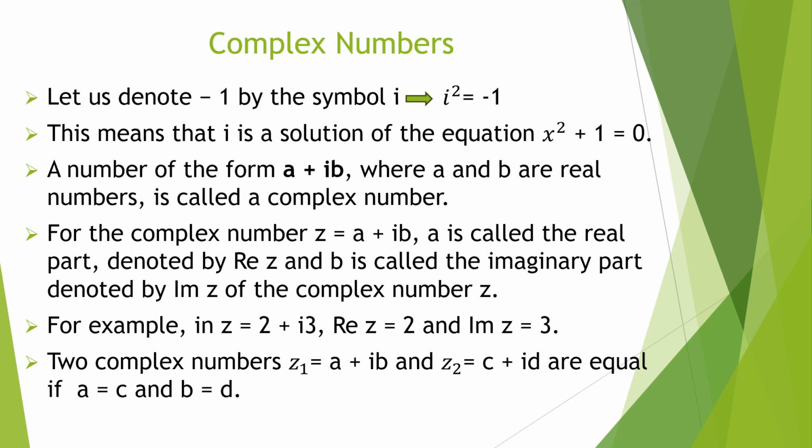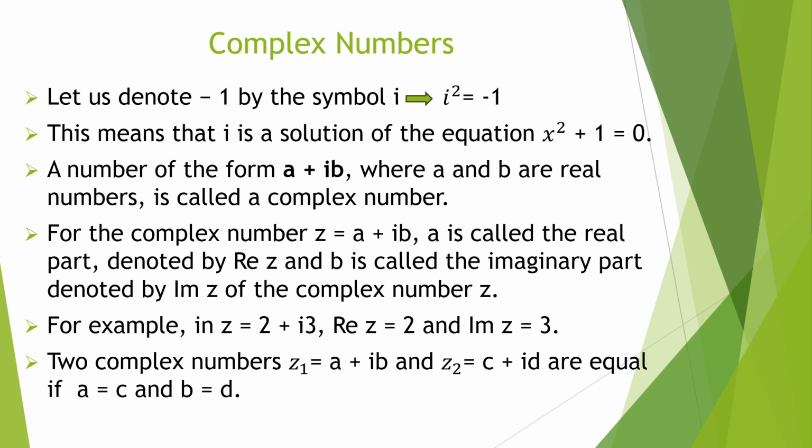First of all, consider a symbol i such that i square is equal to -1. Now what does this mean? This means that i is a solution of an equation of the type x square plus 1 equal to 0. A number of the form a plus ib, where a and b are real numbers, is called a complex number.